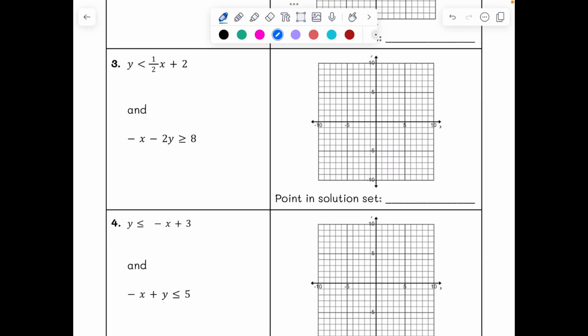Number 3, y is less than 1/2 x plus 2. Slope is 1/2. Y-intercept is 2. This will be a dotted line, and we're shading down because it's less than. So the y-intercept is 2, up 1, 2 to the right, all the way across the graph, and back in the opposite direction. And we will shade down.